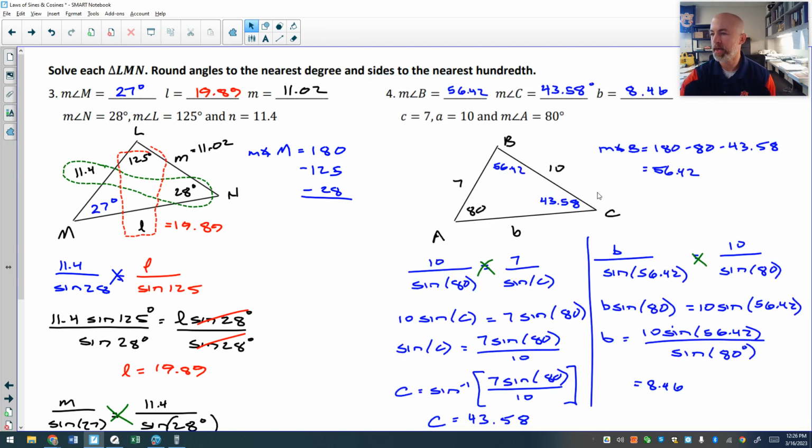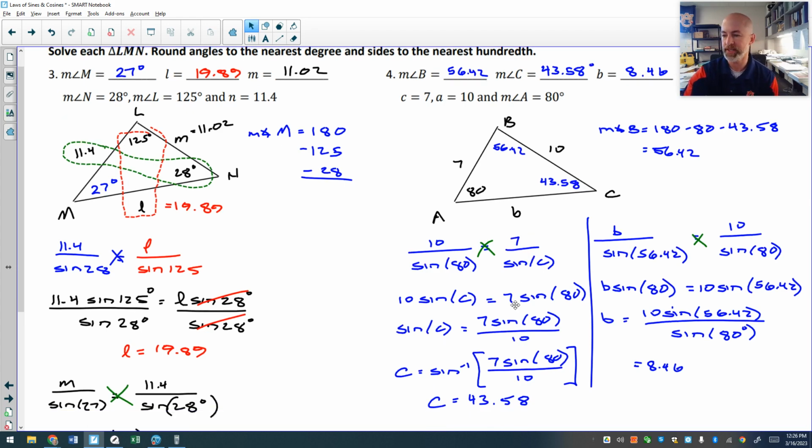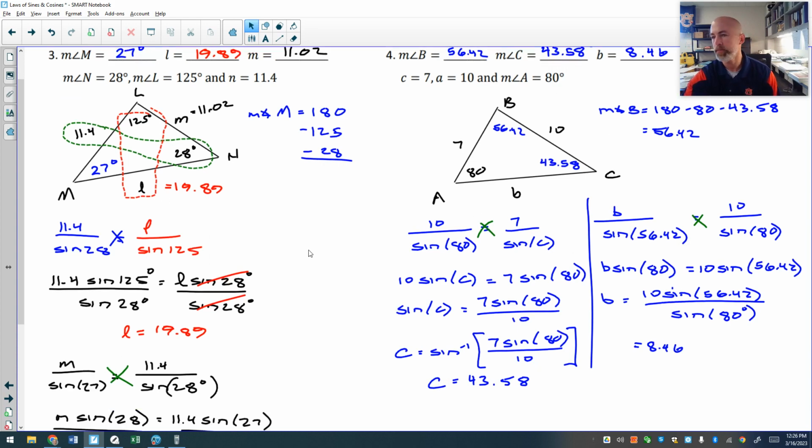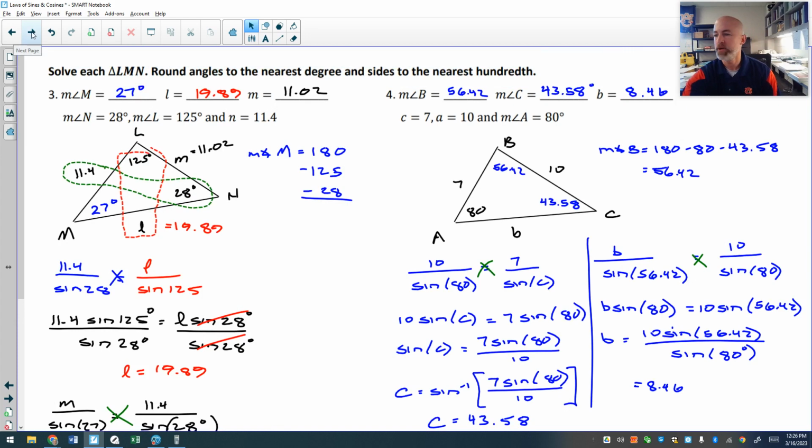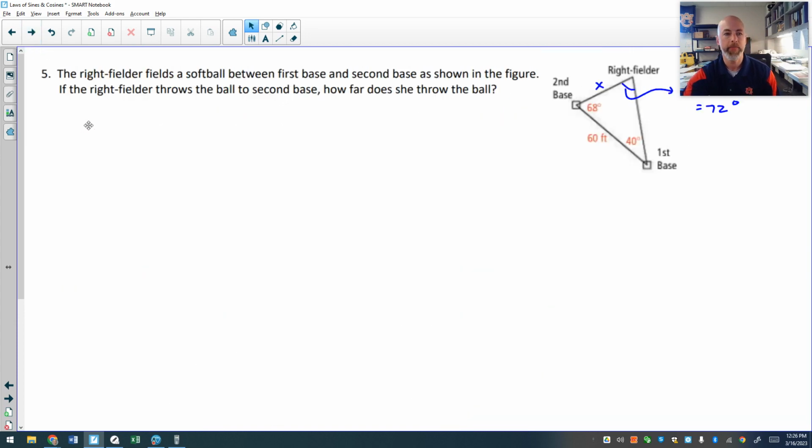There we go. This time they gave us 2 sides and an angle, so we had no choice but to start with the law of sines. And for this one, we did have to go with inverse sine to finish getting one of the angles. It didn't matter which one you started with. I chose to start with C. Once I had that angle, I could subtract from 180 to get my other angle, and then we set up law of sines again to get the third side. But there's how we solve 4. And then I'm going to move on to number 5.